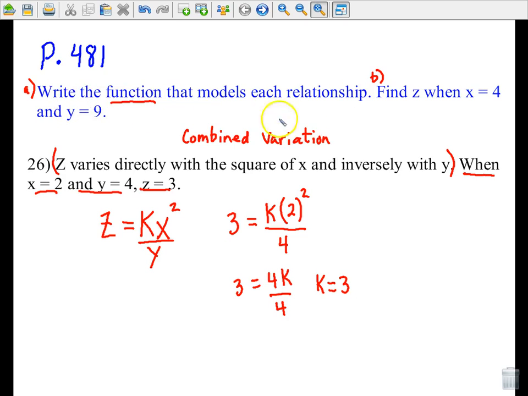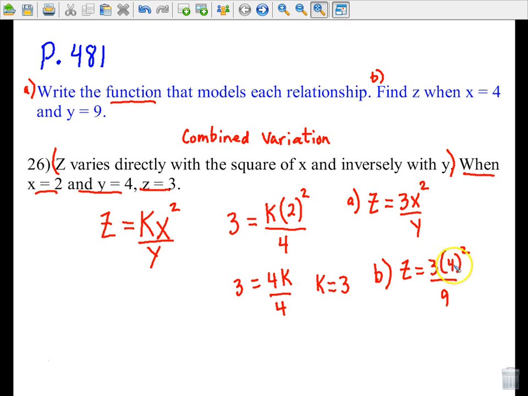So my answer part A, write the function that models the relationship. It's going to be z equals, we found out what k is, 3x squared over y. Easy enough. Now let's work on part B. Part B means let's use this function that we just created, put in some numbers for x and y, and see what comes out for z. They tell us to let x be 4, and we're going to let y be 9.